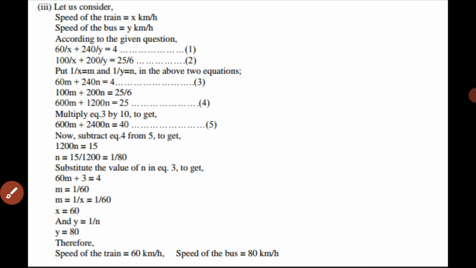Now in the same way you have to complete this chapter. So your chapter is finished, so you have to complete this, and in the next session we will start a new chapter.